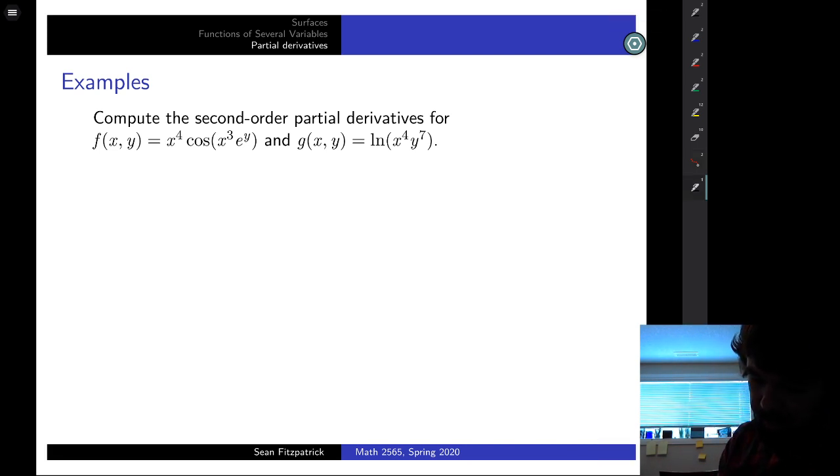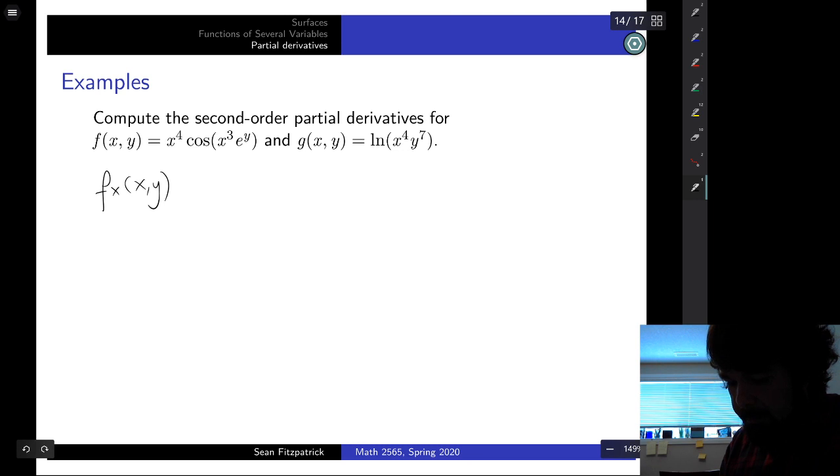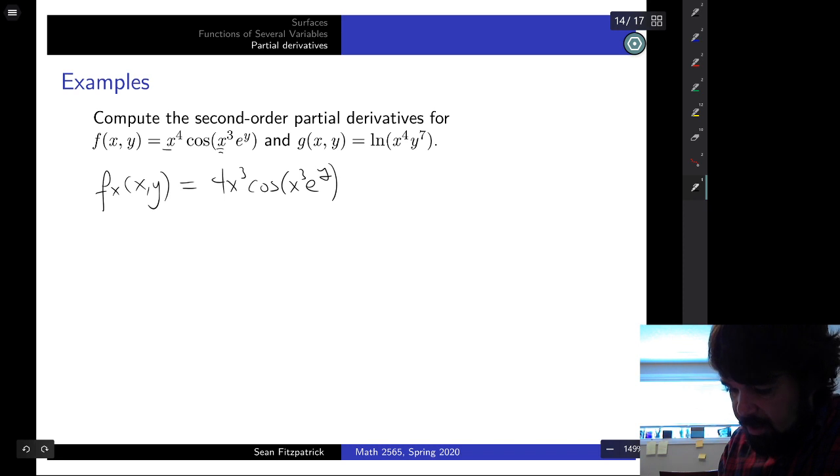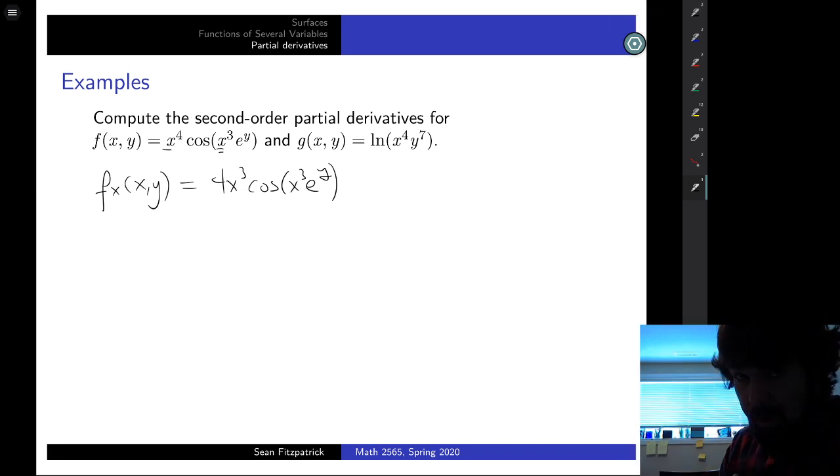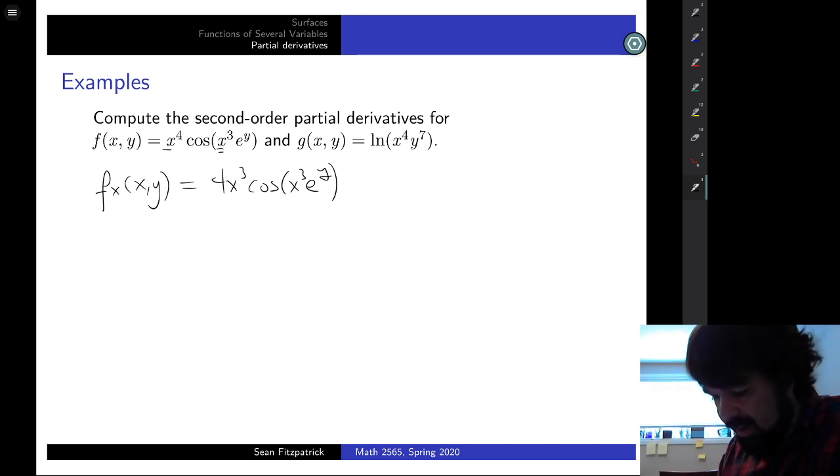So for that first one, if I'm doing the partial derivative, first derivative with respect to x, okay, better do the first derivative before we can get the second. So derivative of x to the 4, 4x cubed times cos of x cubed e to the y. But be careful because there's an x cubed inside as well. So you got to use product rule, right? There's a product of two functions. They both have x's in them. So product rule is still going to apply.